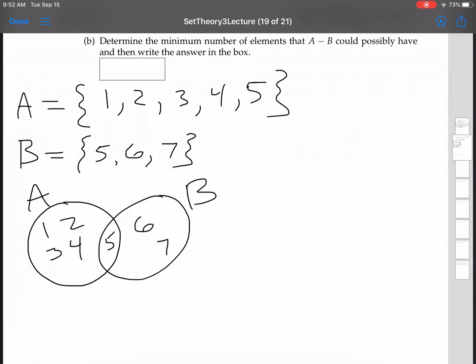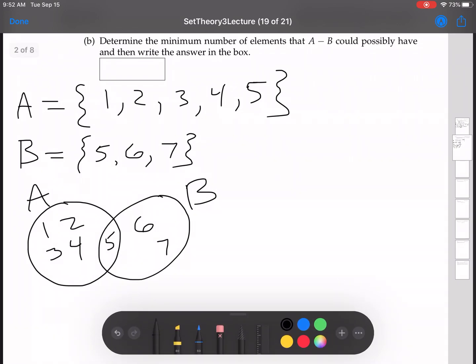Okay, now let's look at another situation. Instead of max, now we have min. Same, A has 5 elements, B has 3 elements. Notice they have one element in common, 5. So now let's see. A minus B is 1, 2, 3, 4.